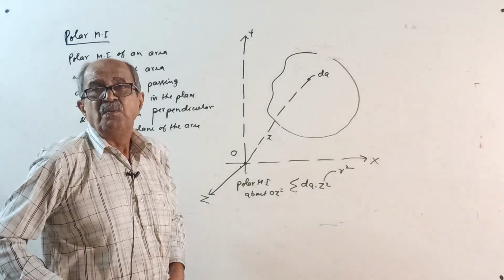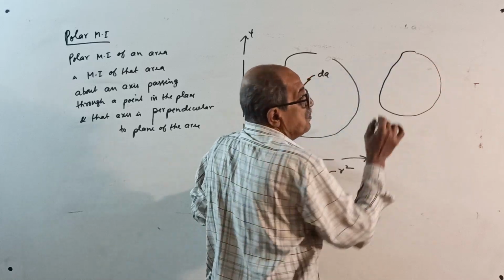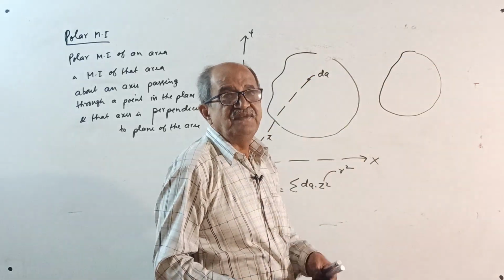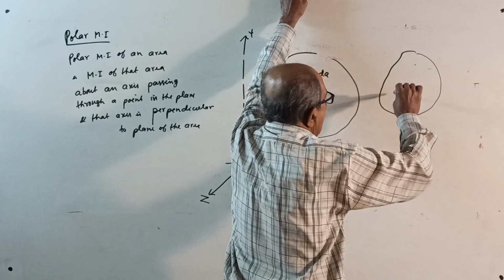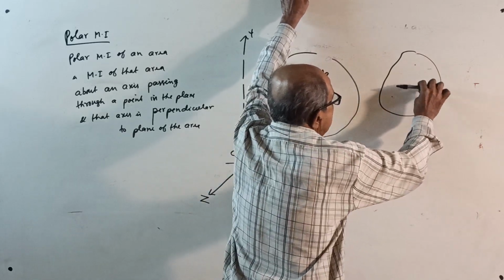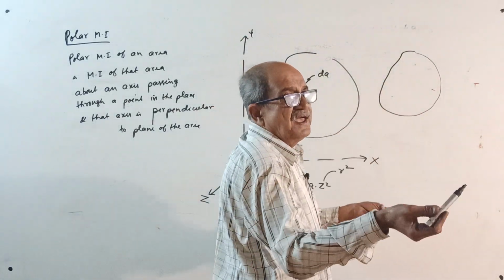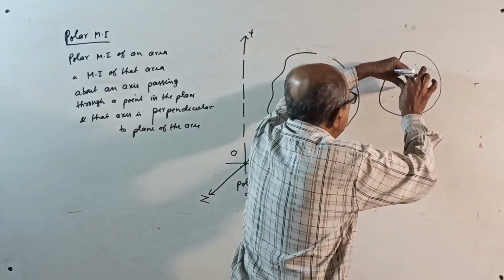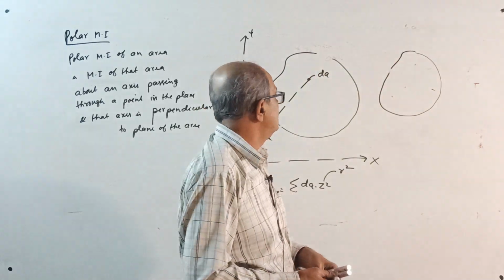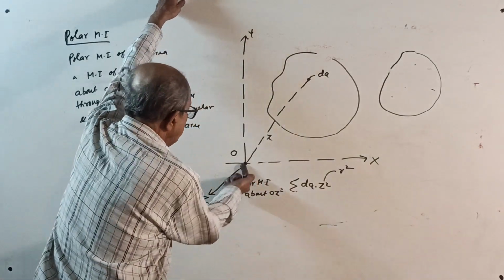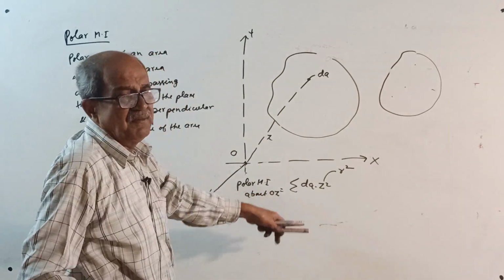Or polar moment of inertia. See, suppose there is an area here, any area. Polar moment of inertia about an axis. I can't show it here. Either about this axis or about this axis or this. See, this is moment of inertia about an axis lying in the plane. Now, it is actually about an axis perpendicular to the plane of the area, which can pass through any point. Usually you require the centroid. Even if I show it this way, it's actually this way. See, perpendicular to the plane, I is the polar moment of inertia.